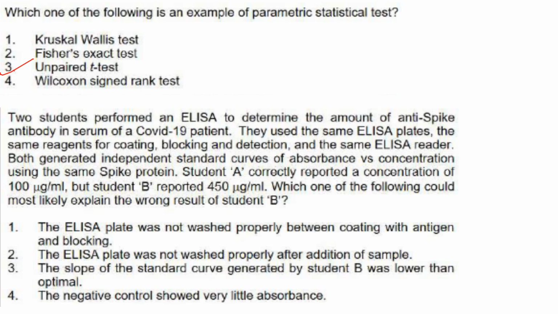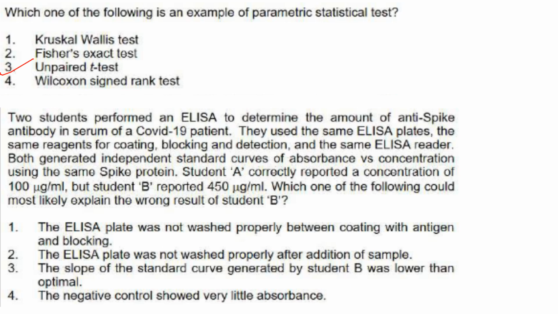The ELISA plate was not washed properly between coating with antigen and blocking. If that was the case, then A also would have made a mistake, but here only B is making the mistake. ELISA plate was not washed properly after addition of sample. That is also the same thing. If it was not washed, then both A and B would have made the same mistake.